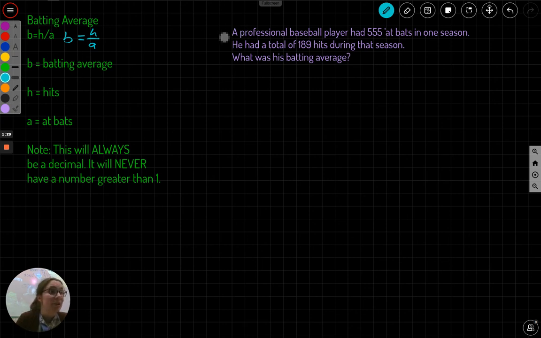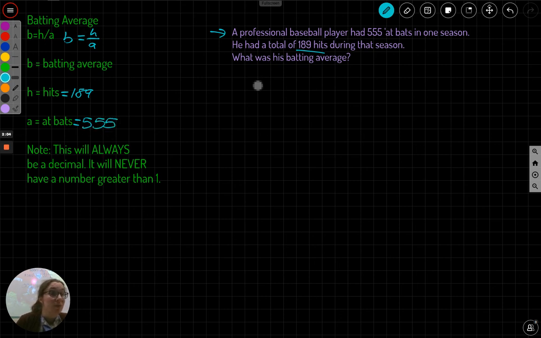So we've got a professional baseball player right here. He had 555 at-bats in one season, and he had a total of 189 hits during that season. What was his batting average? Well, let's find out. H is the number of hits he had, which is 189 right here. 189. And at-bats is the number of times he was able to hit. Number of times he could have hit. 555. We'll just call those very good pictures, I guess.